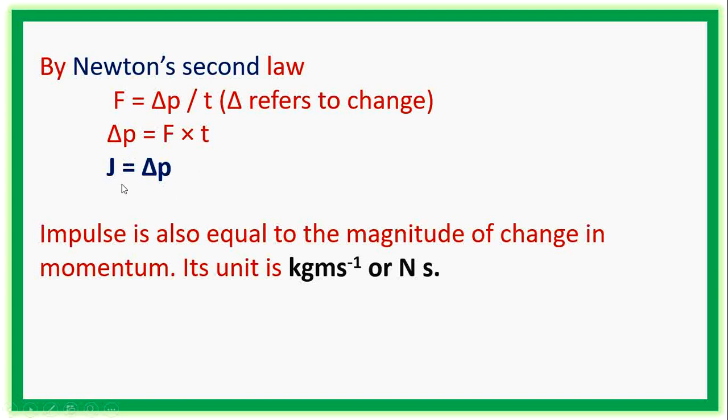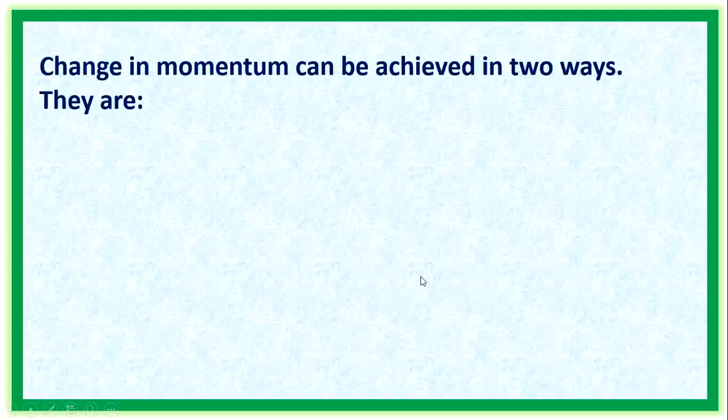Now, what is the unit for impulse? The unit for force is Newton, and the unit for time is second. So, the unit for impulse is Newton second. Otherwise, the unit for force is kg m s^-2, and for time it is second. Now, s^-2 and s, when we combine them, we get s^-1. So, the unit for impulse is kg m s^-1 or Newton second.